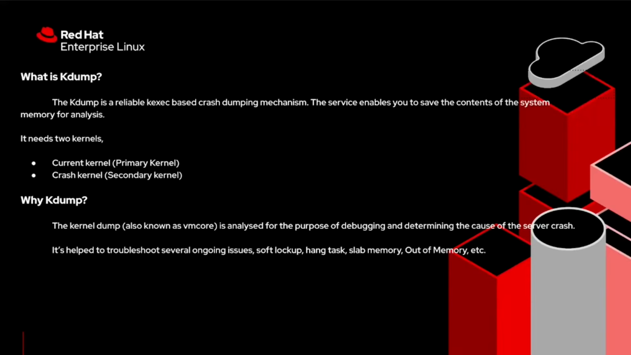Now, let's talk about why Kdump. The kernel dump, often called a vmcore, provides a snapshot of the system's memory at the time of crash. The snapshot or vmcore can be analyzed to determine the root cause of the crash. Additionally, it helps in troubleshooting various ongoing issues such as soft lockups, hung tasks, slab memory corruptions, and out-of-memory errors.